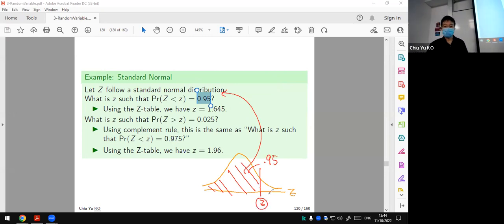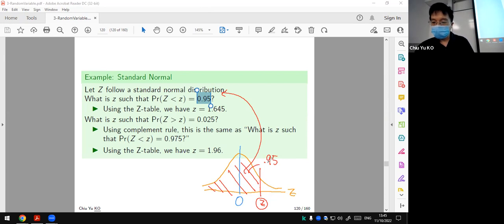It depends on what table you're looking at. When you draw this, 0.95 must be beyond 0, because the area left of 0 is 0.5. On the left-hand side it's less than 0.5 because of symmetry, and the total area is 1. So Z is on the right-hand side, and that's how I draw this graph.